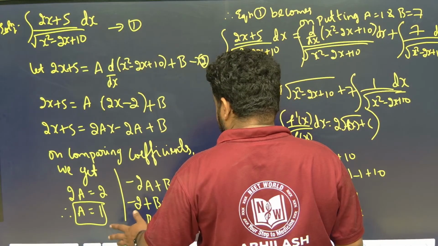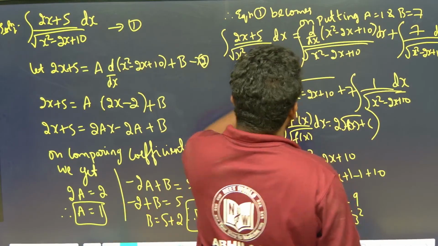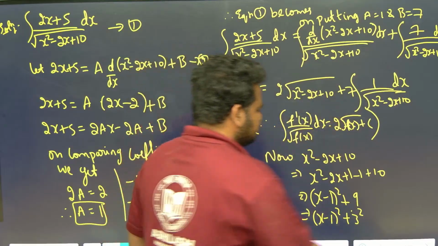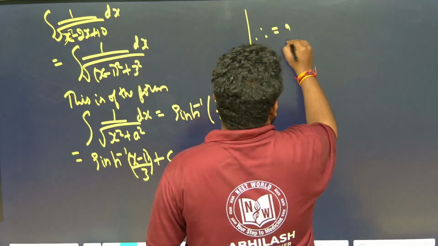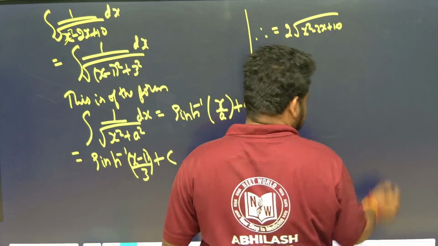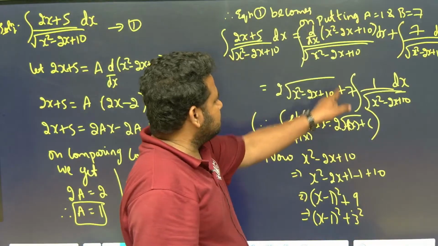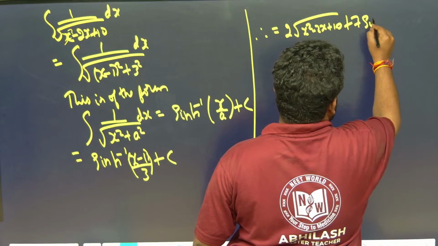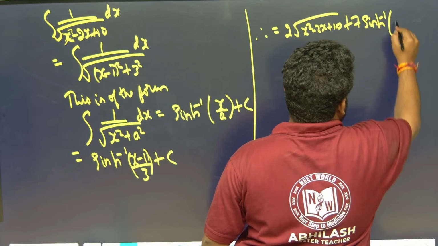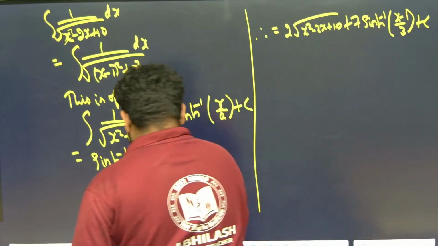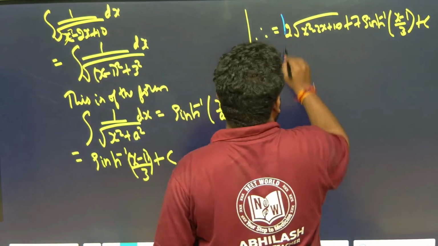This would be equal to, you have to put the values here: 2 times square root of x square minus 2x plus 10 plus 7 times sinh inverse of x by a, that is, (x minus 1) divided by 3, plus c. This is the complete final answer to this question.